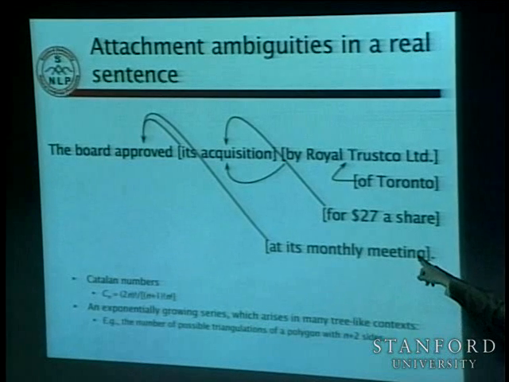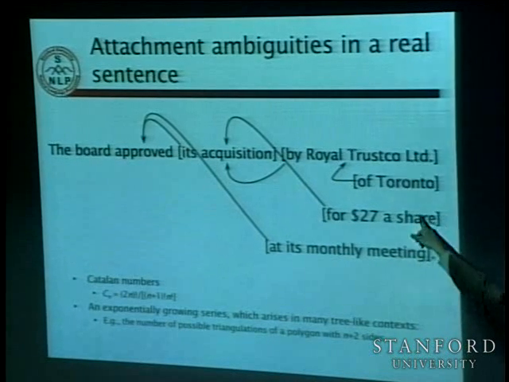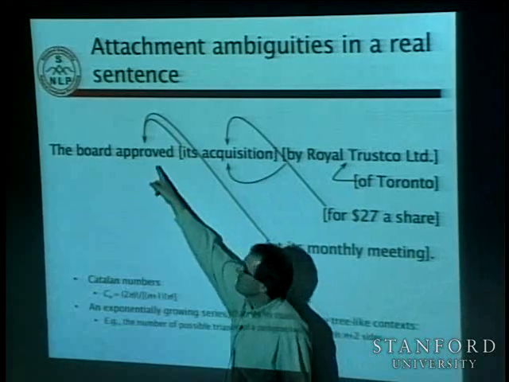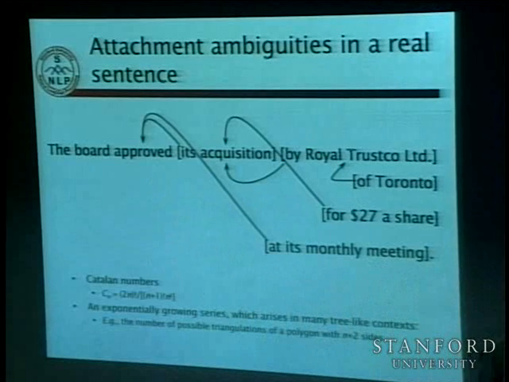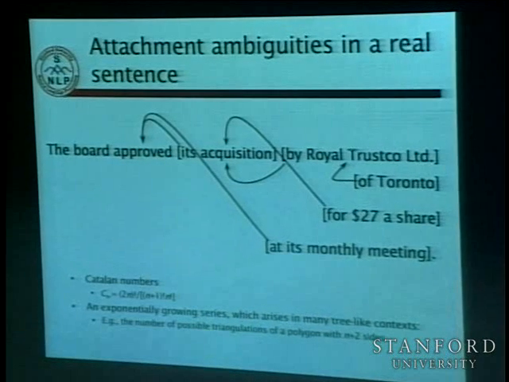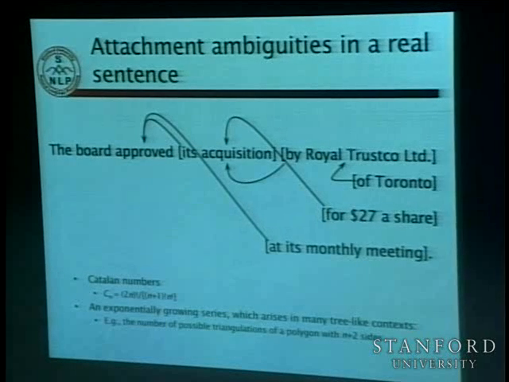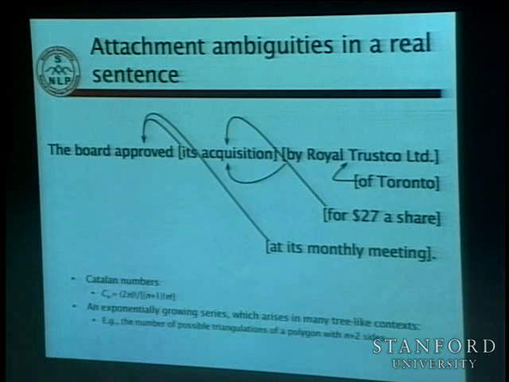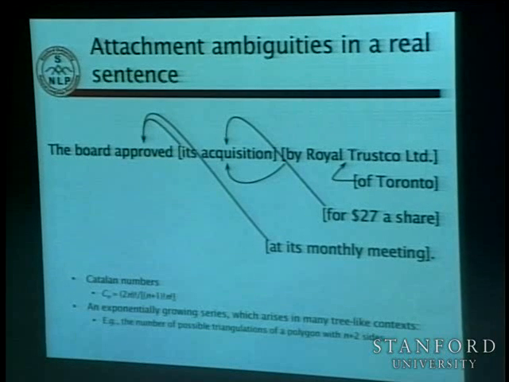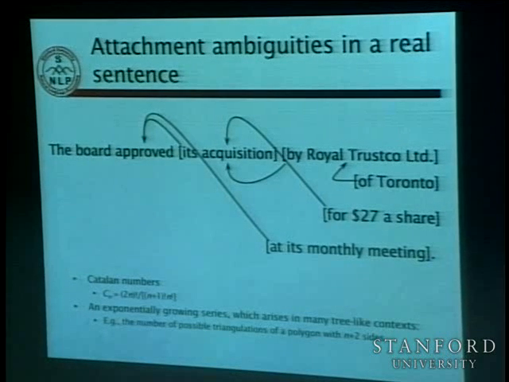And then at its monthly meeting doesn't modify this, doesn't modify this, doesn't modify that, doesn't modify that, goes all the way right up to the top, and it's then modifying the verb at the top. Okay, so we've shown lots of examples that if you had verb, noun, prepositional phrase, you got 2 parses, which correspond to the verb and the noun attachment. If you have verb, noun, prepositional phrase, how many parses do you get?